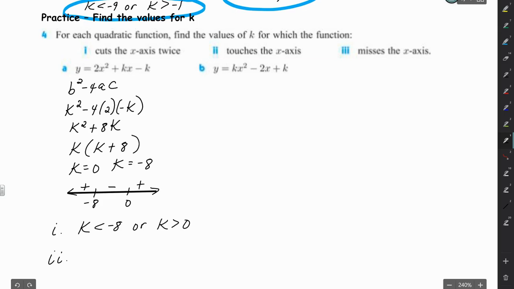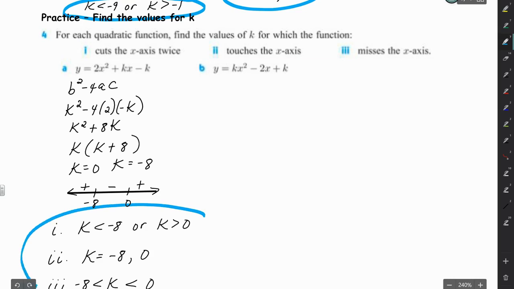For part 2, we want to know where's the discriminant equal to 0. So it's equal to 0 at k equals -8 and k equals 0. And for triple I, we want to know where does it miss the x-axis. So where is the discriminant less than 0? And it's negative between -8 and 0. So those are the solutions for 4A.